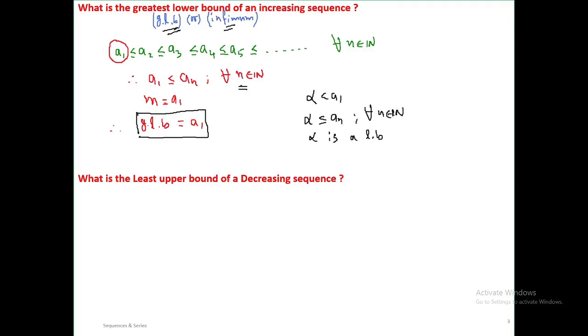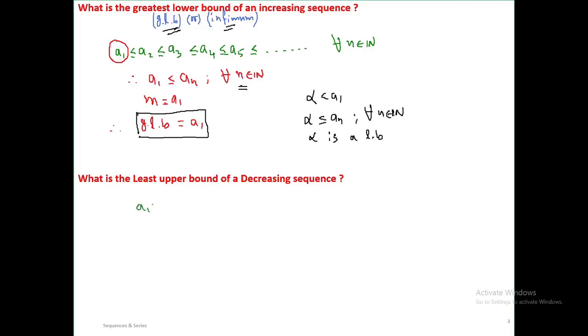So I need to collect all the lower bounds, and in that, I need to pick up the greatest one. The greatest one is obviously a1. So the greatest lower bound will be the first term of the sequence. And similarly, now what is the least upper bound of a decreasing sequence?